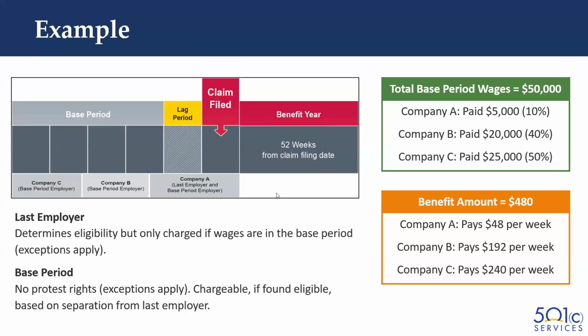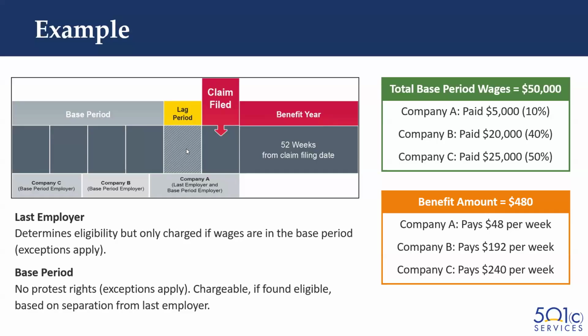So let's go through a specific example. When looking at this graphic, this is just another way of looking at the base period. You're going to see that there are three companies involved in this claim. You see that big red arrow here. We've got the claim filed quarter. For the previous example, we'll say it's filed in May.